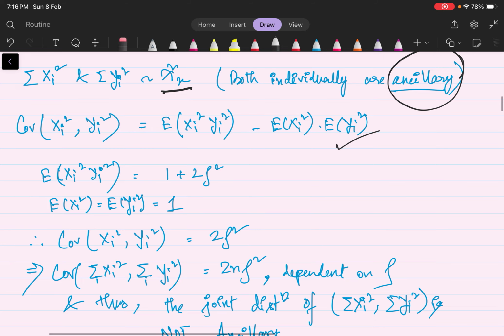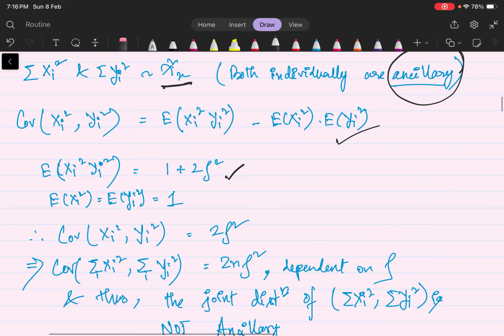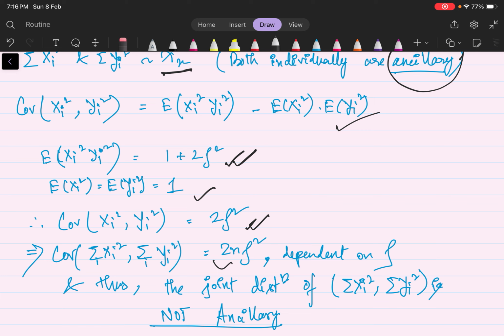Expectation of xi square yi square equal to 1 plus 2 rho square. This is a typical formula, you can just put it and get. Then expectation of xi square and yi square each equal to 1. Thus covariance of xi square comma yi square equal to 2 rho square. And thus covariance of summation i equal to 1 to n xi square and summation i equal to 1 to n yi square is nothing but 2n rho square, which is actually dependent on rho.